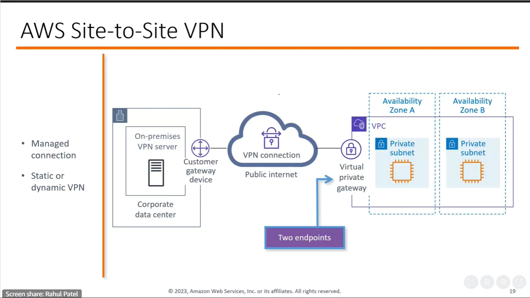So here we have AWS site-to-site VPN, where we have an on-premises corporate data center, and we have AWS where we are running our VPC. On the VPC side, we have a virtual private gateway, and on the on-premises data center, we have a customer gateway device, and we create a VPN connection over the public internet. In this way, we can create a managed site-to-site VPN connection to connect our on-premises network to AWS.